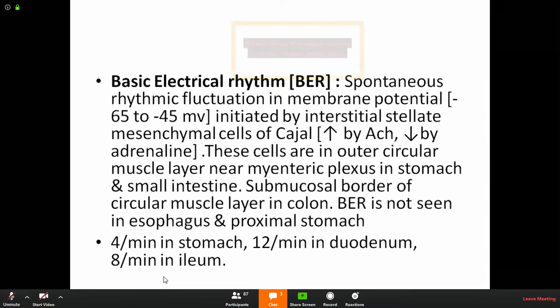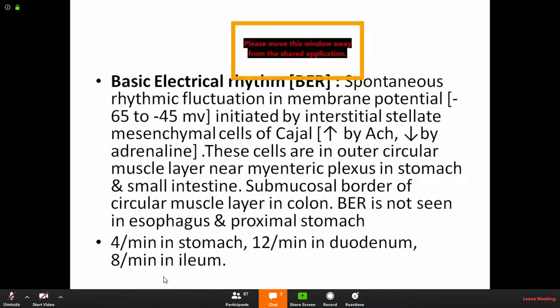After generation of the basic electrical rhythm, only then does the peristaltic wave of contraction start, and motility and secretion occur only when the basic electrical rhythm is generated. So BER is like the pacemaker cell. You know the pacemaker cell of the heart, right? It is the SA node.